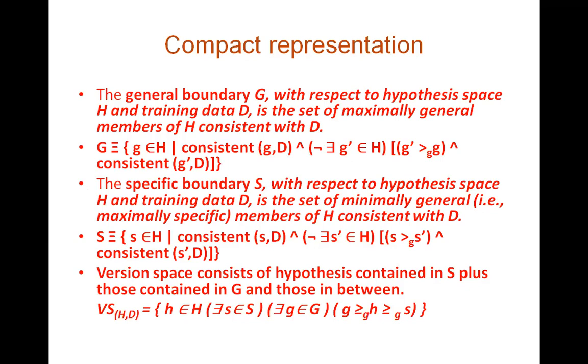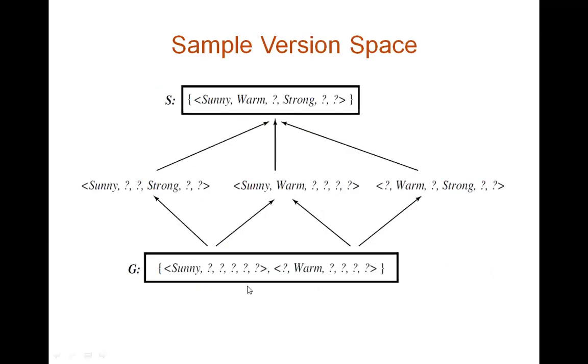When we talk about version space, we talk about two things, the general boundary and the specific boundary. The general boundary G with respect to hypothesis space H and training data D is the set of maximally general members of H consistent with D. You can see here, this is the general boundary. It consists of all the hypotheses which are maximally general. You can see all 5 question marks are there. Here also all question marks are there. The set of all maximally general hypotheses makes the general boundary.